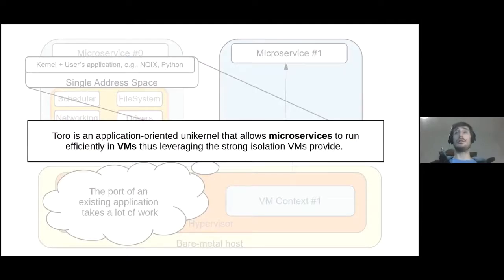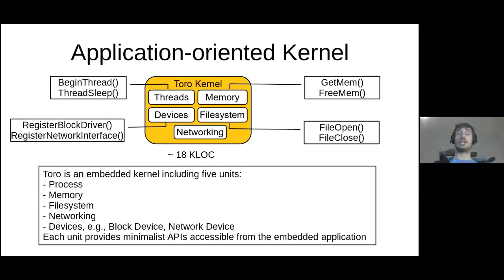So in this context, Toro is a unikernel that provides a minimalistic API to develop microservices. I'm going to present Toro in the following slides. Toro is an application-oriented kernel which provides a minimalistic API to develop applications. The unikernel is mainly made of 5 modules. For example, the thread unit allows the manipulation of threads, and the memory unit allows the allocation of memory. The whole kernel is about 18 kilolines of code.